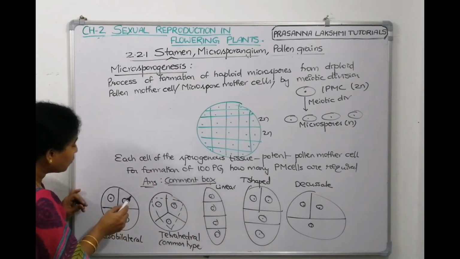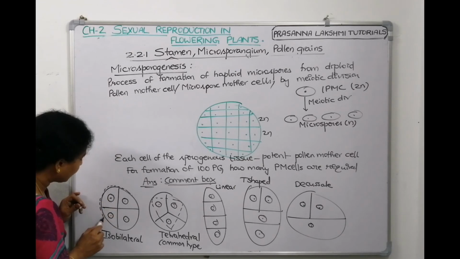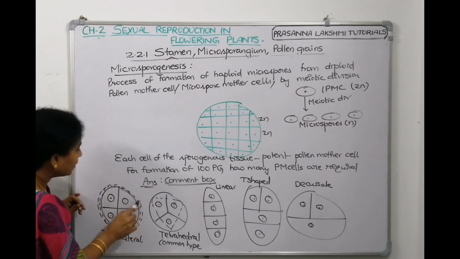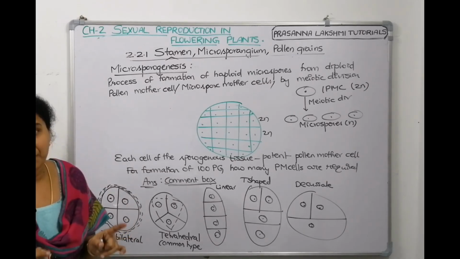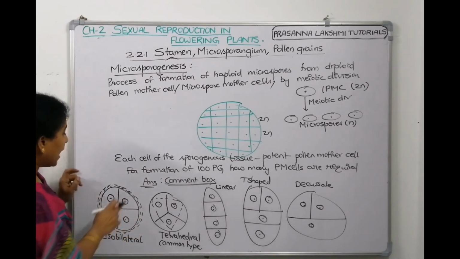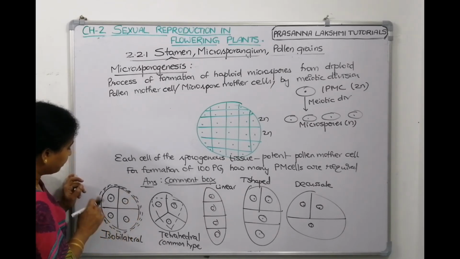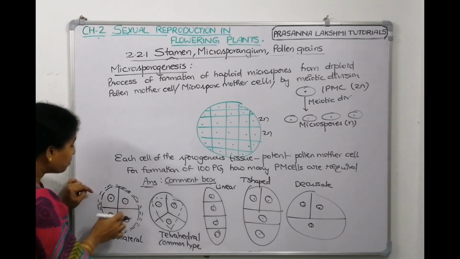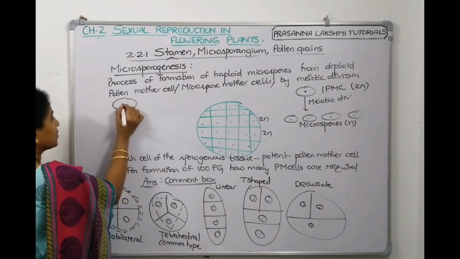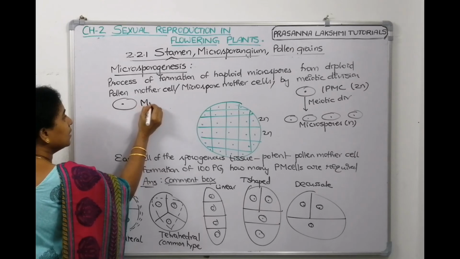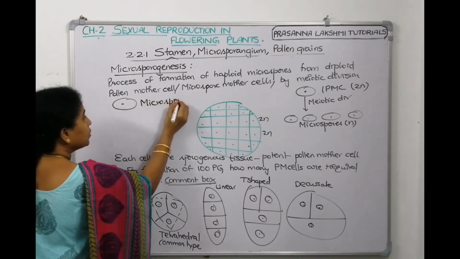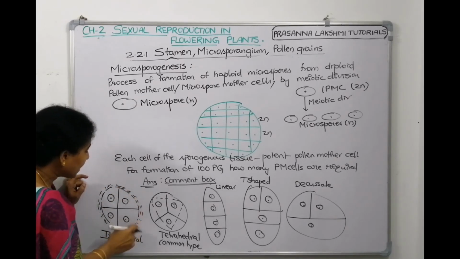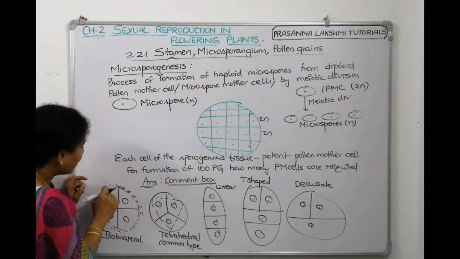Now, this is surrounded by a callose layer, right? And then we told that the tapetal cells will secrete callase enzyme, and they dissolve this callose layer. When the callose layer gets dissolved, each microspore will be released out like this. So this is the microspore, which is haploid. It is released out when the callase enzyme dissolves the callose wall.